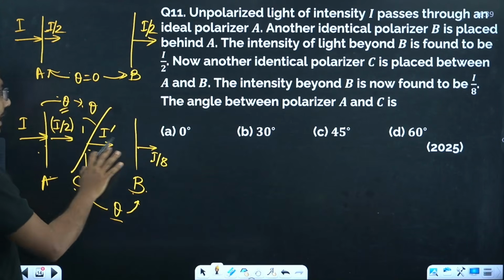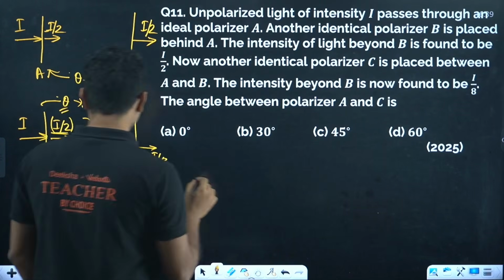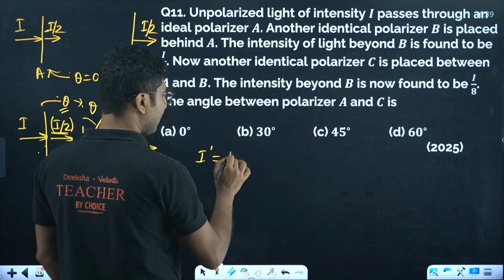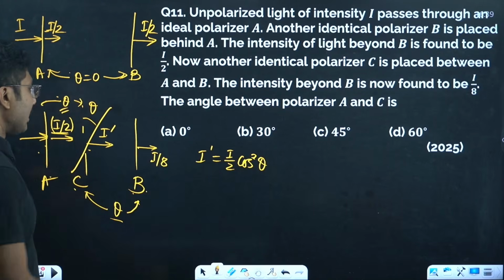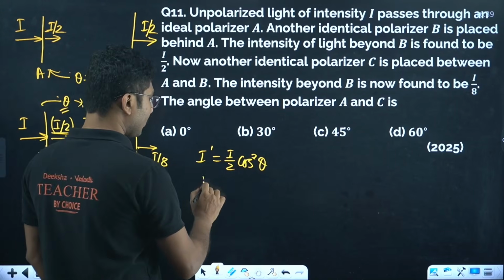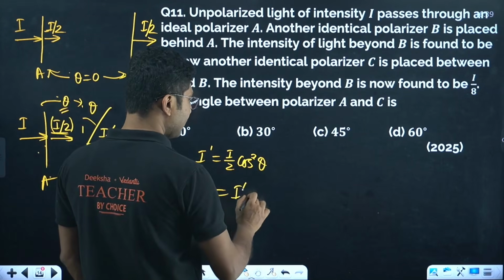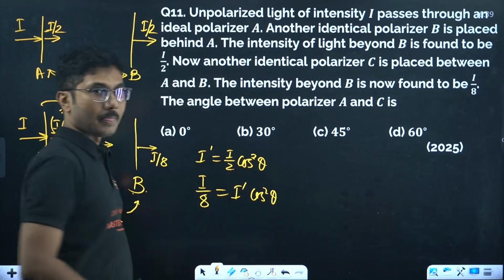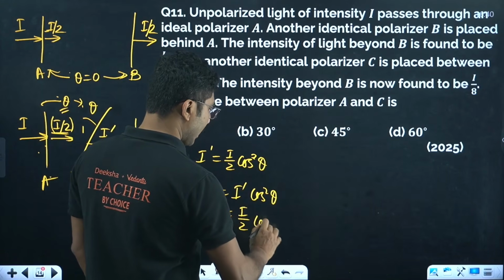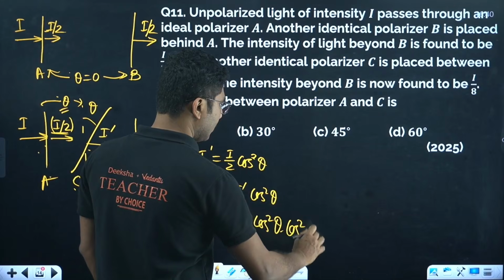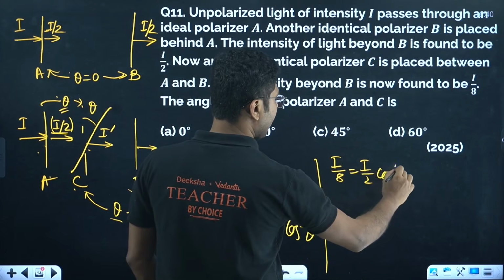Now we will be applying Malus law. In the first case the angle is theta, the incident light is I by 2, and the output I dash is given by I by 2 cos square theta. Now for polarizer B, the final output is I by 8, which equals I dash cos square theta. Putting the I dash value in, we get I by 2 cos square theta into cos square theta. So I by 8 equals I by 2 cos to the power 4 theta.